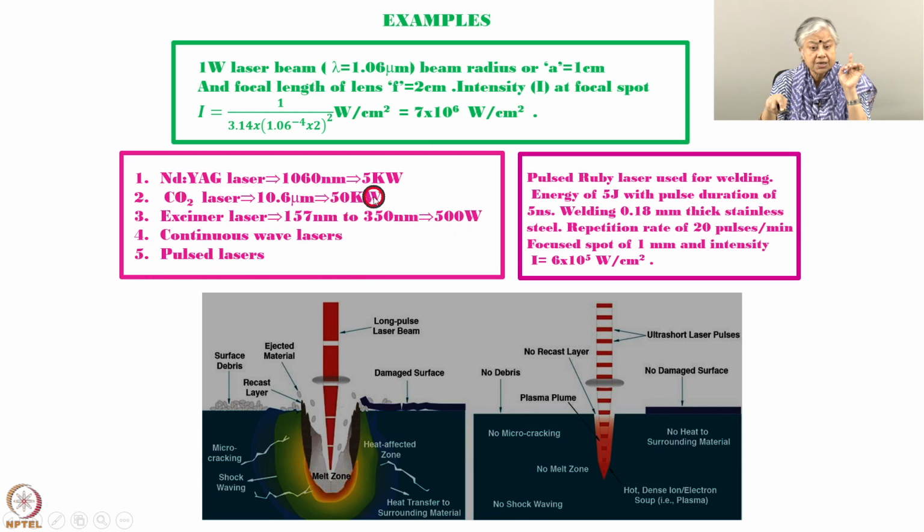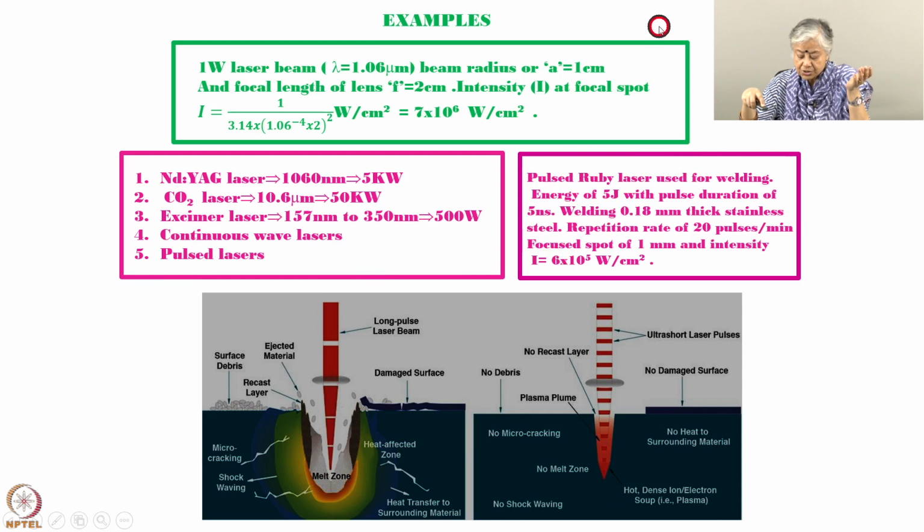Many of the carbon dioxide lasers that are used for this material processing, cutting, wood cutting or metal cutting, are continuous wave lasers. But there are some which are pulsed too. Quite a few of them are pulsed. Then a pulsed ruby laser is also used for welding.